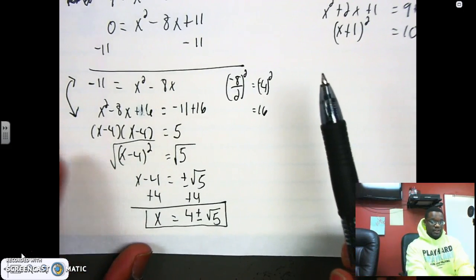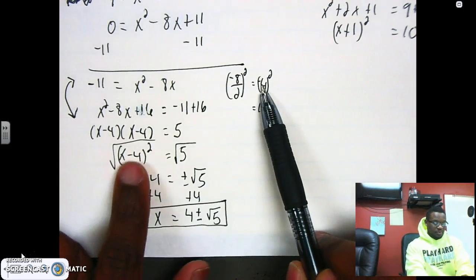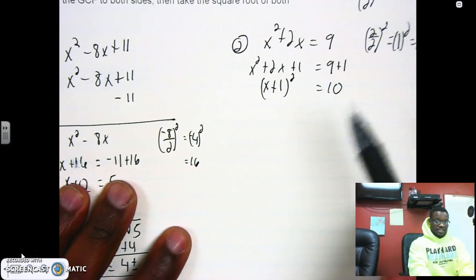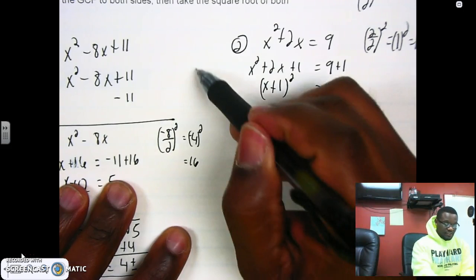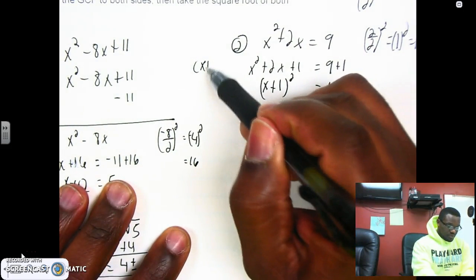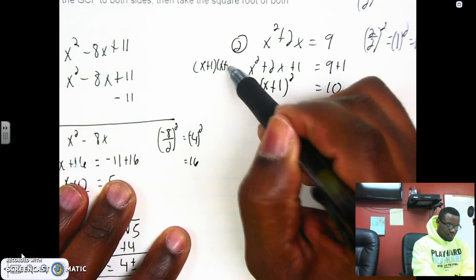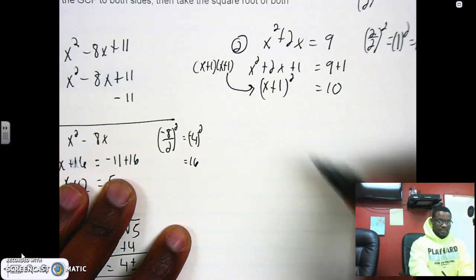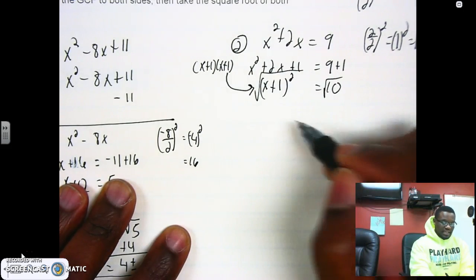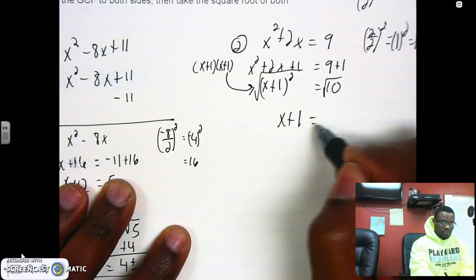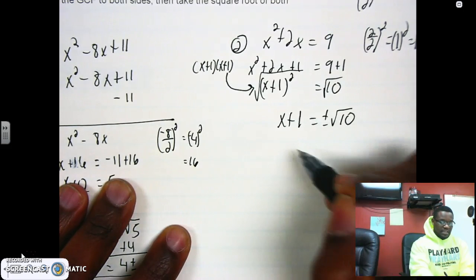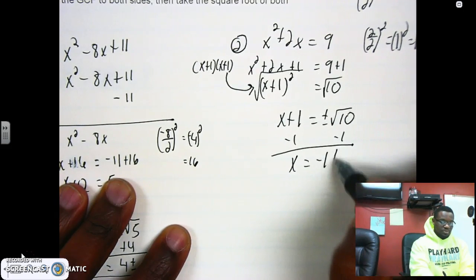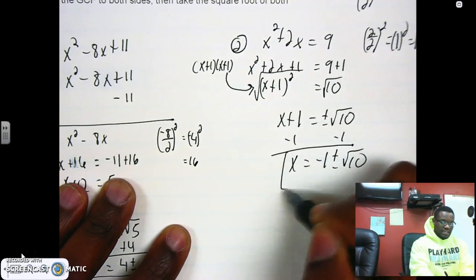Same thing happened over here. That was a -4. Look what it turned out to be, x minus 4 inside my parentheses. But just in case you don't know that, this would have factored into x plus 1 times x plus 1, and then I would have written it like that. Either way, you get the same thing. Next, you take the square root of both sides and you get x plus 1 equals plus or minus the square root of 10. You subtract 1 because you have to solve for x, and you get x equals -1 plus or minus the square root of 10.